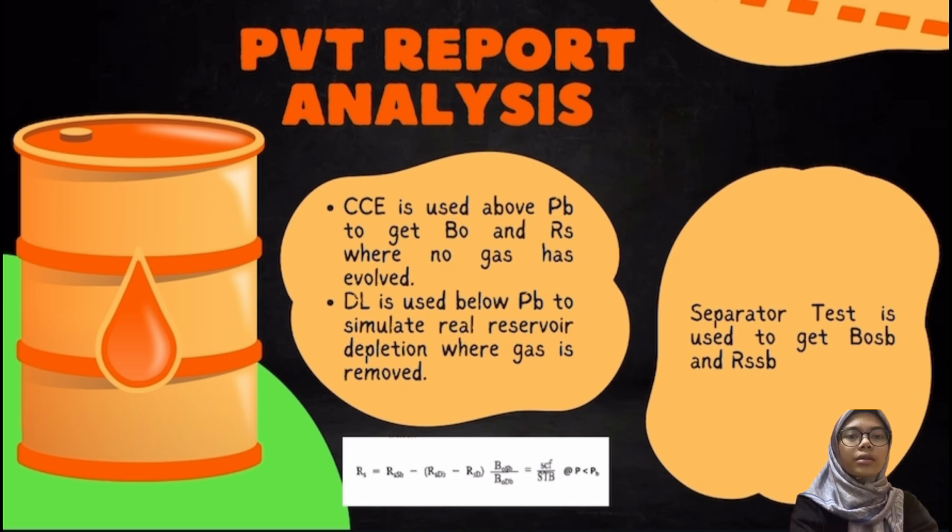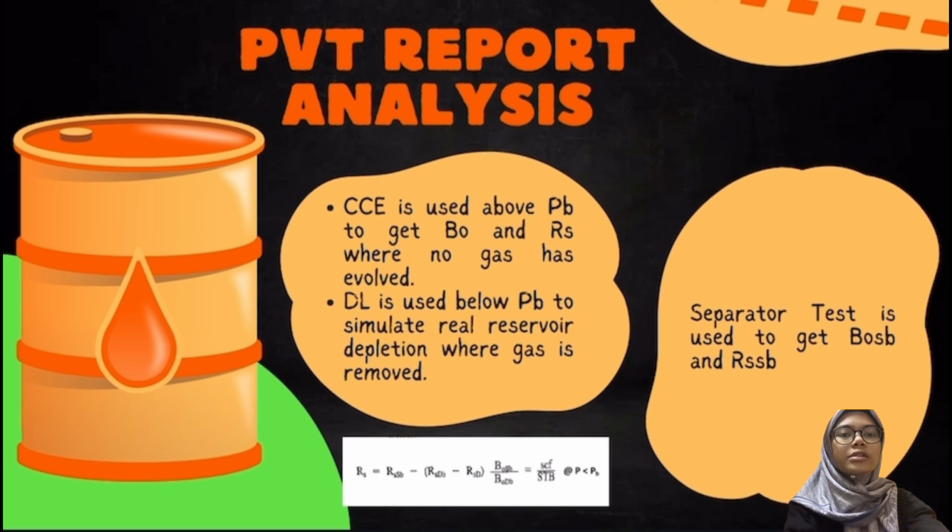By combination of these tests, we generate realistic estimates for BO and RS throughout the reservoir pressure range. BO at pressures above the bubble point: the oil is undersaturated. BO is calculated using a combination of CCE and separator test data. As pressure drops, BO increases slightly due to oil expansion. At the bubble point, BO reaches its maximum value, which is obtained from the separator test.